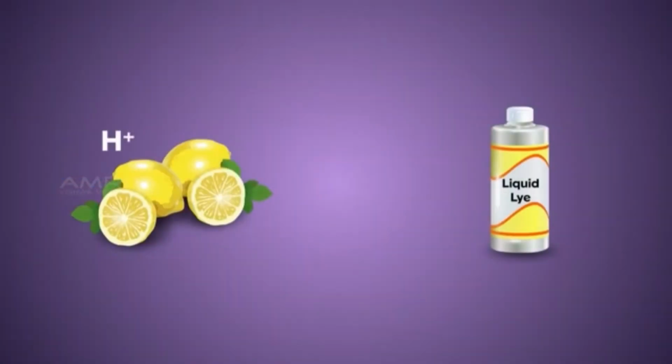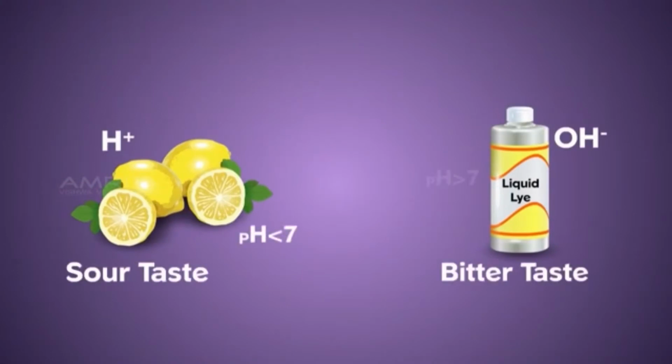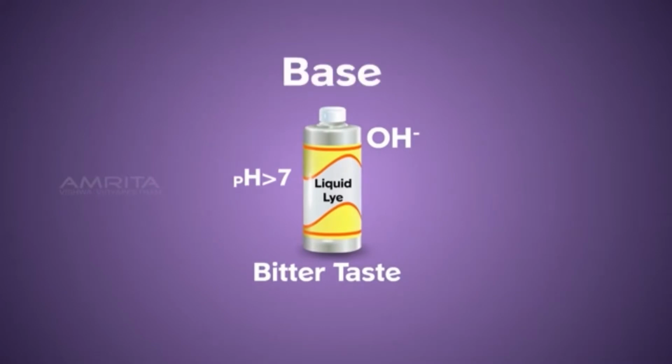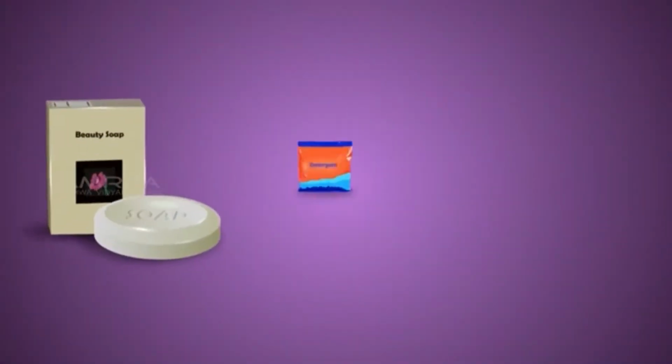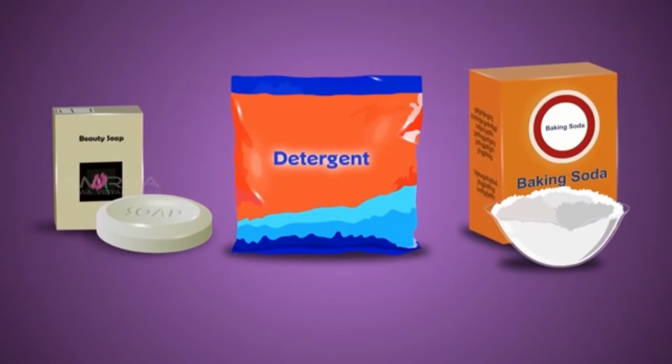We also find substances that exhibit properties which are almost chemically opposite to acids. These substances are called bases. Soap, detergent and baking soda are some of the common bases we find in a household. Let us try to understand these substances in detail.